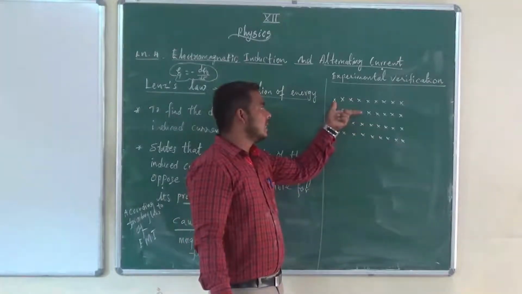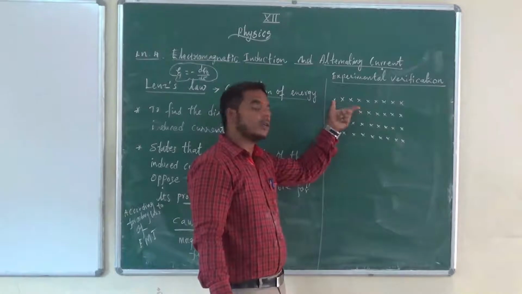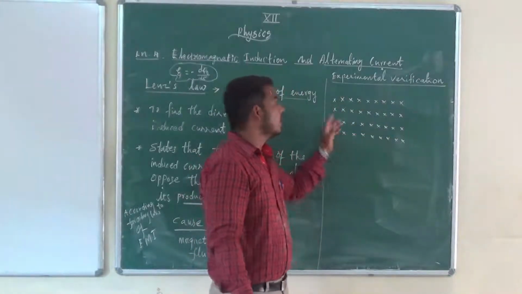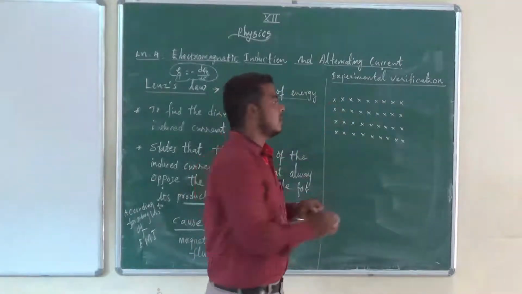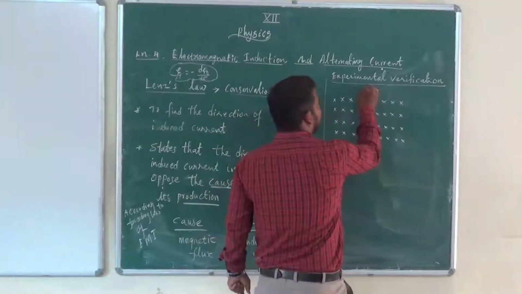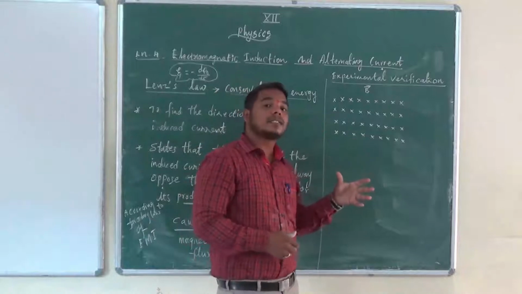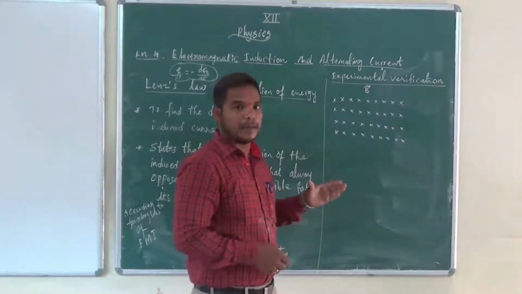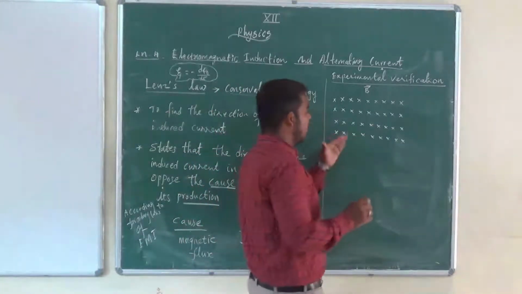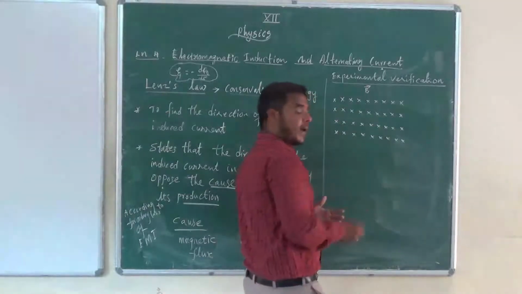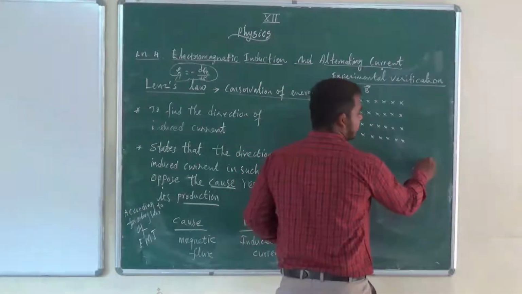The cross symbol indicates a uniform magnetic field, perpendicular to the plane of the paper. I'll just show the diagram. Suppose we take a paper.